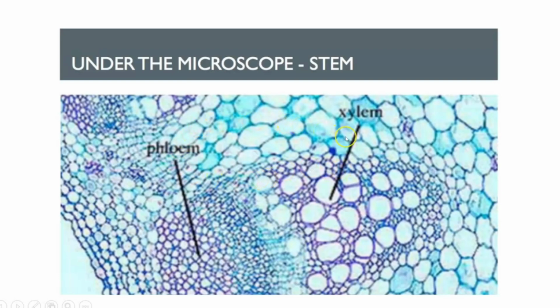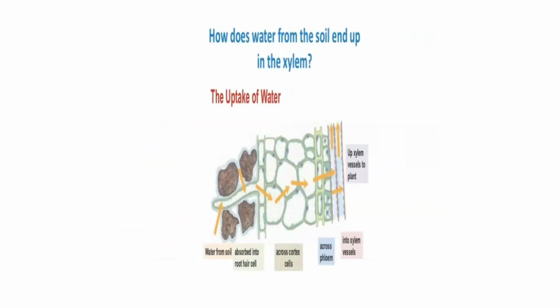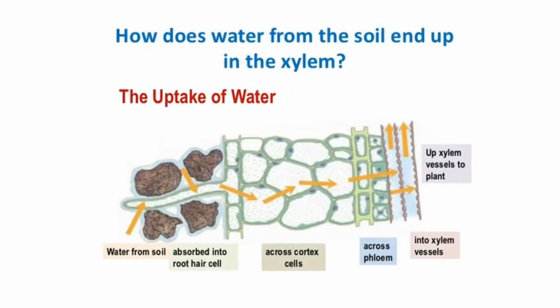So the magnification under the microscope, you can see clearly the location of the xylem, and this is the phloem. So xylem and phloem together we call the vascular bundles or vascular tissues, or the conducting tissues, because xylem helps in the transport of water and minerals and phloem helps in the transport of food materials. Now, how does the water from the soil get taken up to the xylem?